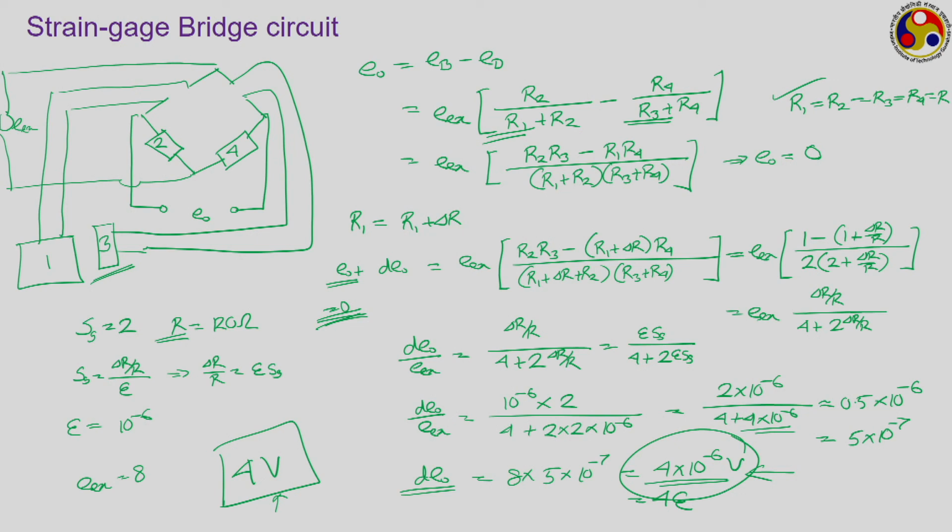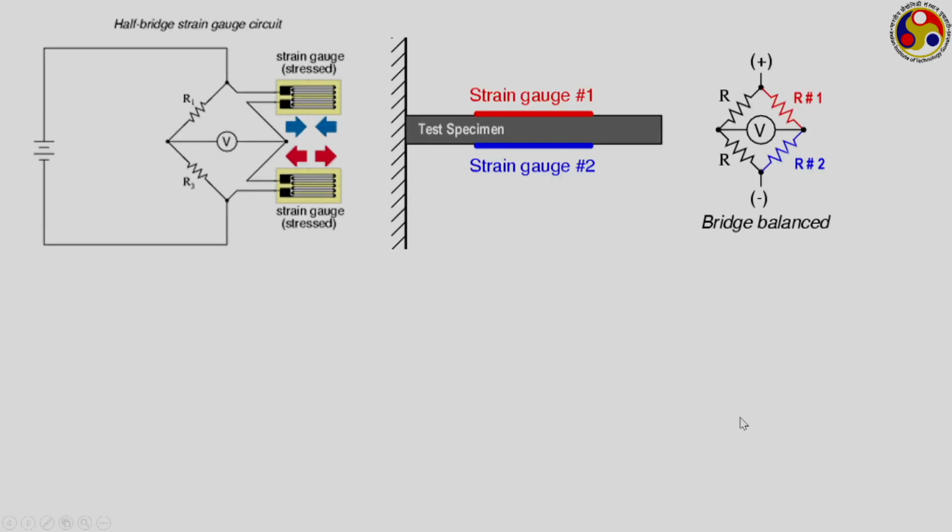There are several other ways we can define the bridge circuit also, like the one that we have shown earlier, which is generally known as a quarter bridge arrangement, where you have the strain gauge mounted only on one of the bridge arms.